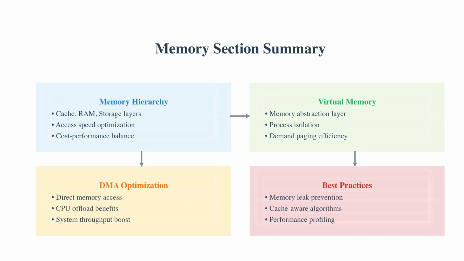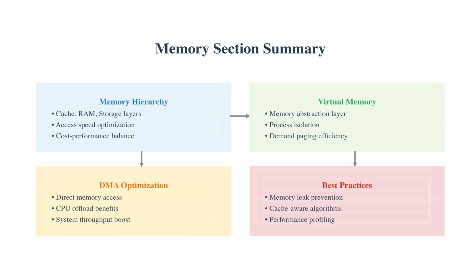Excellent work, everyone. We've now completed our comprehensive journey through memory management concepts. Let's take a moment to consolidate everything we've learned in this final summary. First, we explored the memory hierarchy, from lightning-fast cache memory at the top, through RAM for active processes, down to storage layers for persistent data.